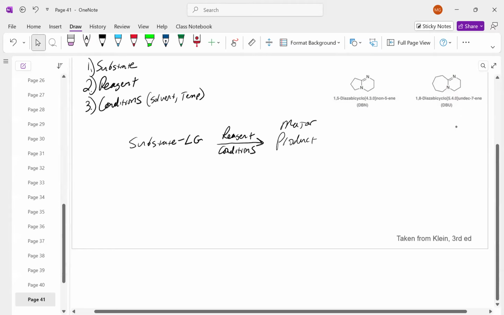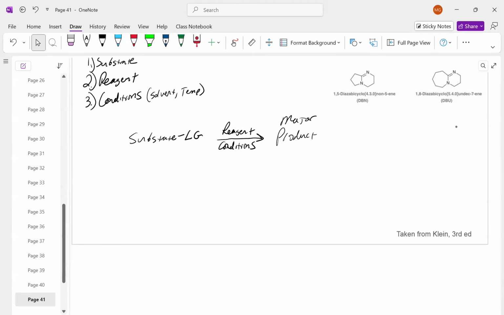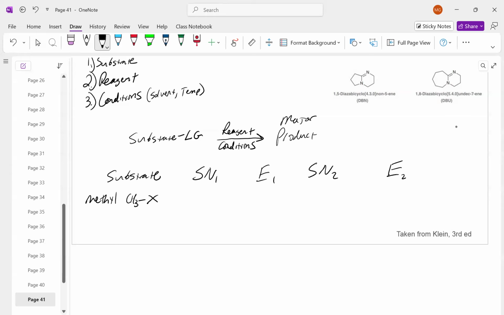So let's get into how we use what we've learned about nucleophilic substitution and beta elimination. Let's set up a little table here. Start with SN1, E1, SN2, and E2. Then we're going to look at the substrate and what conditions each substrate will react. So the first one is a methyl leaving group. So you have CH3X.